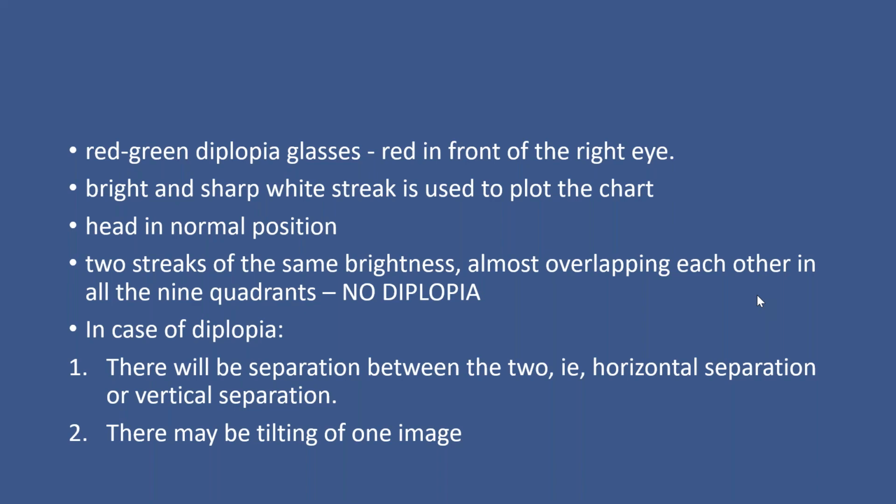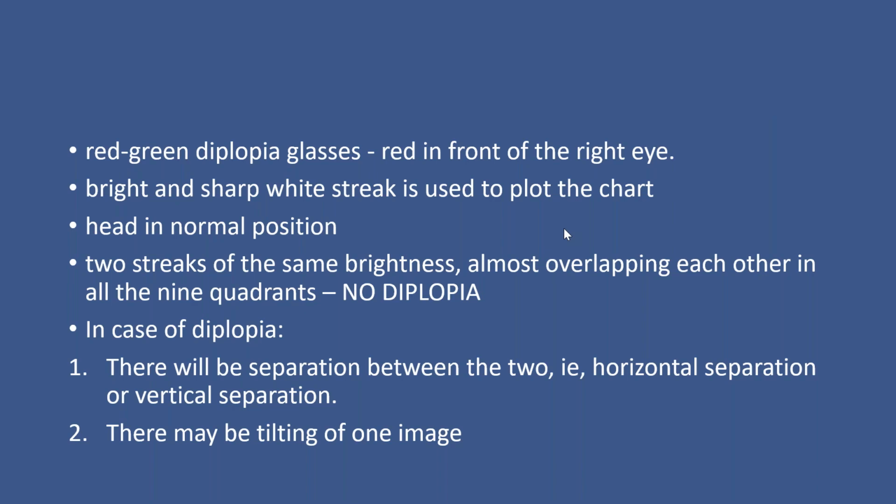Now, in case of diplopia, what will happen? There'll be a separation between the two. The patient will see a sharp image, and the other image that he's able to see because of diplopia will be a blurred one. These images will be separated from each other. They can be separated either horizontally or vertically, or there may be tilting of one image. So the direction of separation will give you a clue as to what muscles are involved.